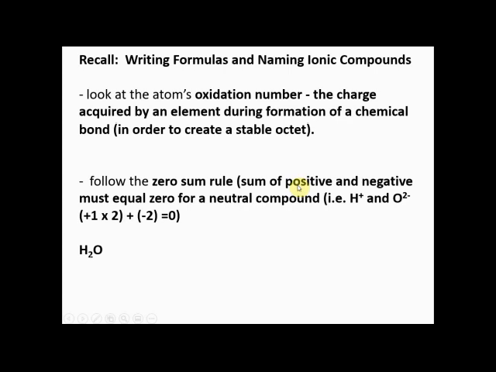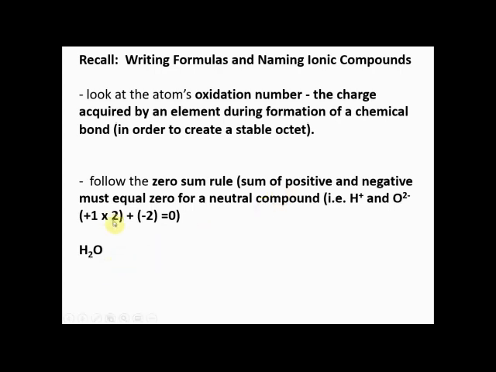When we are writing formulas and naming ionic compounds, remember we need to consider the oxidation number, or the charge that the cation has and the charge that the anion has. And when we put them together, we have to put them together in such proportions so that the overall charge is zero. We call this the zero-sum rule.